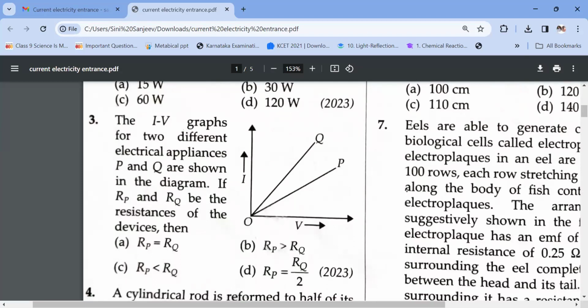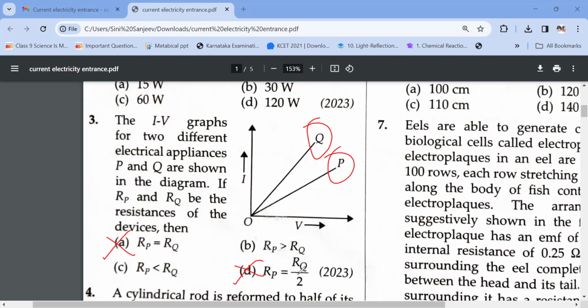And the third question. The IV graphs of two different electrical appliances are shown. They are asking how the resistances RP and RQ compare. Is it equal? So first thing, we have to use the elimination technique, which means removing the wrong options. We know that RP and RQ can never be equal, so cut this out. Option A is deleted. RP is equal to RQ by 2: we don't have any mathematical derivation to prove this, so this is also out.